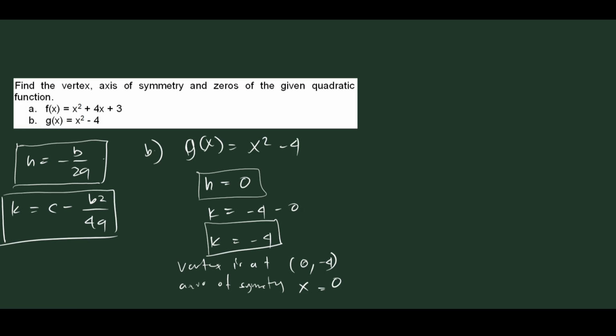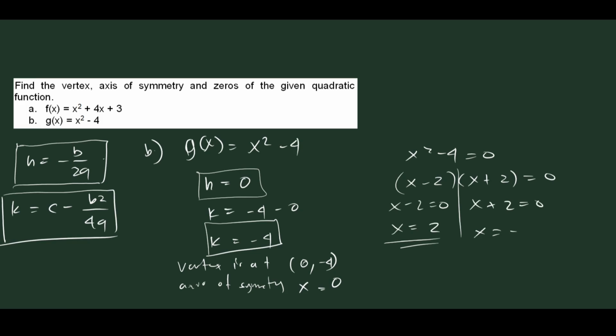And then what do you have? And the zeros. So x squared minus 4 is equal to 0. This is just equivalent to x minus 2 and x plus 2, right? So using the zero product property, x minus 2 is equal to 0, x plus 2 is equal to 0. So x is equal to 2 and x is equal to negative 2. So these are our zeros.